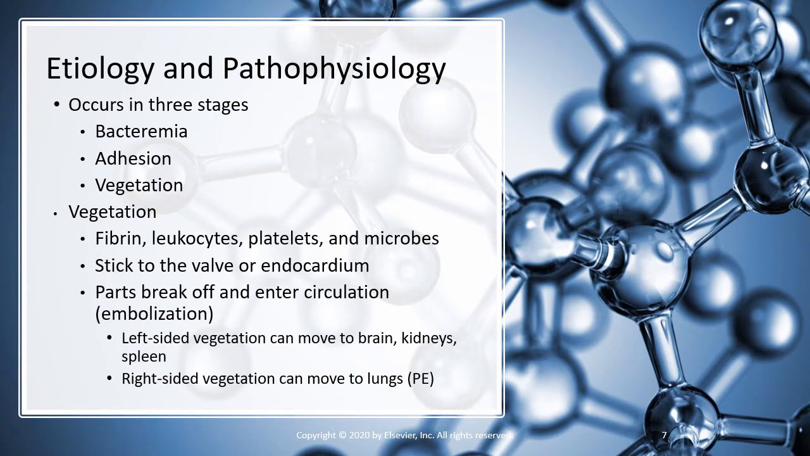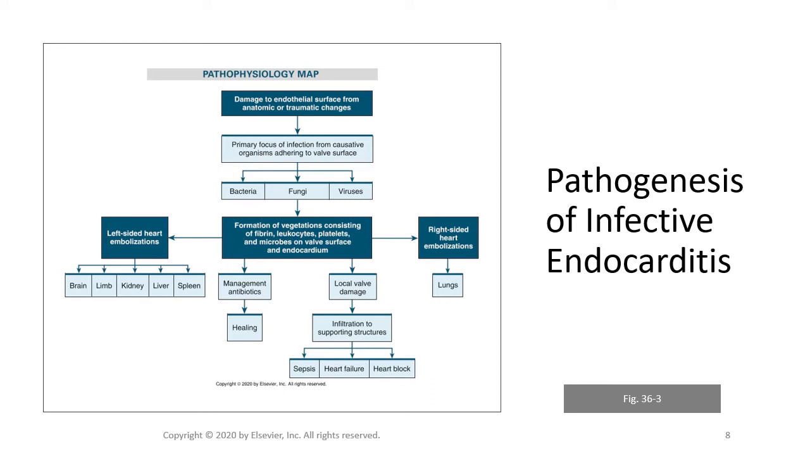IE typically develops in 3 stages: bacteremia, adhesion, and vegetation. Vegetations, the primary lesions of IE, consist of fibrin, leukocytes, platelets, and microbes that stick to the valve surface or the endocardium. The loss of parts of these fragile vegetations into the circulation results in emboli. About 30% of persons with IE develop embolism. This occurs when the left-sided vegetation moves to various organs such as the brain, the kidneys, or the spleen, and to the extremities, causing limb infarctions. Right-sided heart lesions move to the lungs, resulting in pulmonary emboli. We've already talked about the pathogenesis of infective endocarditis.